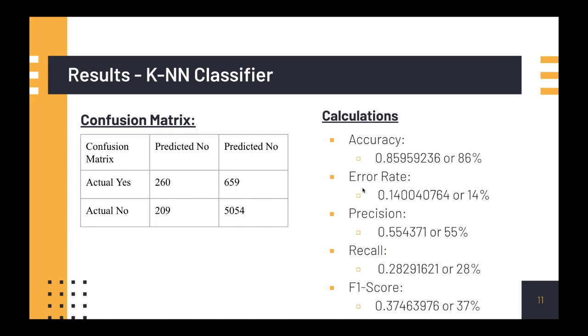When trying to generate the accuracy rate, the error rate, precision, recall, and F1 score, there are specific formulas we have to follow. For the accuracy, we get 86%. For the error rate of KNN, it's going to be 14%. The precision is going to be 55%, and recall will be 28%, as well as F1 being 37%. And those are the rates for accuracy, error rate, precision, recall, and F1 score. We're using the confusion matrix regarding KNN.